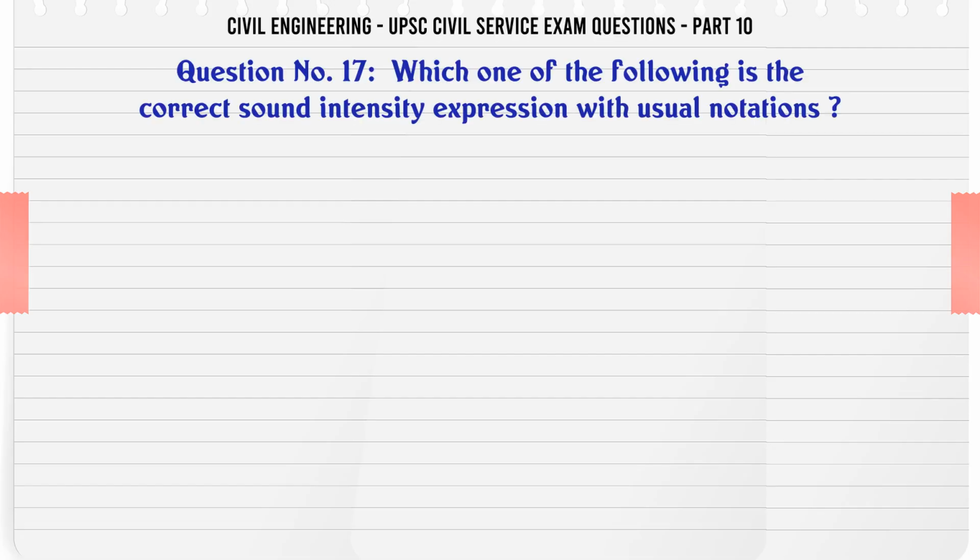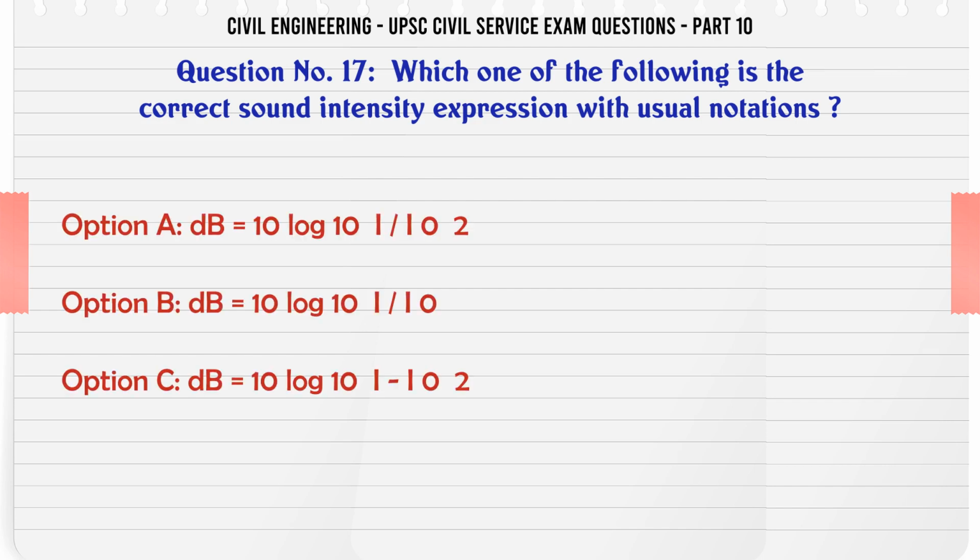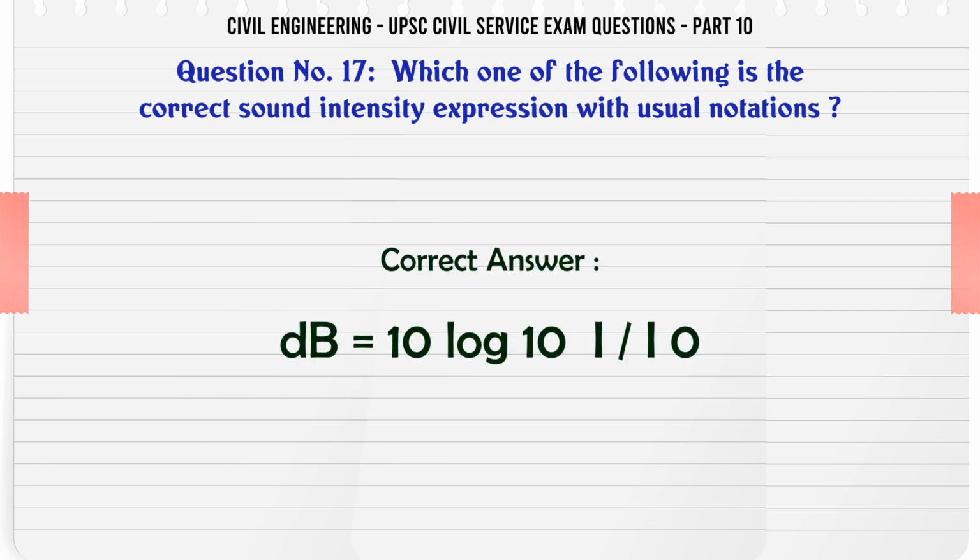Which one of the following is the correct sound intensity expression with usual notations? A. dB = 10 log10 (I/I0)². B. dB = 10 log10 (I/I0). C. dB = 10 log10 (I/I0)². D. dB = 10 log10 (I/I0). The correct answer is dB = 10 log10 (I/I0).